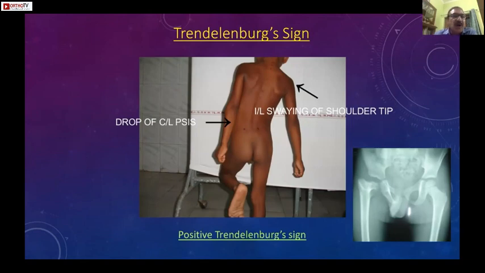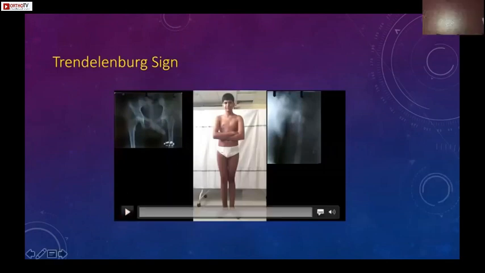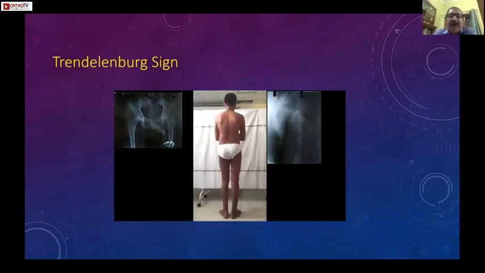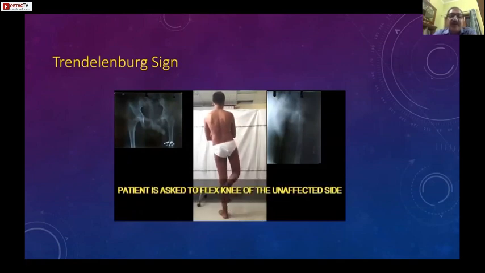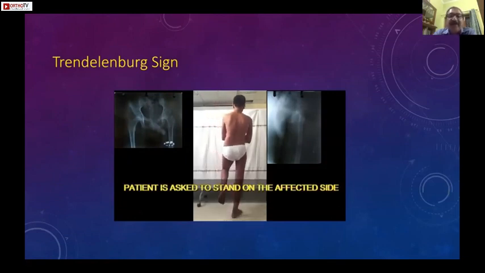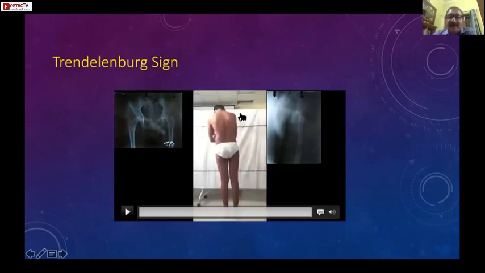The next video shows you how to examine a patient with this test. As I told you already, you must examine the patient from behind. Ask the patient to show his back towards you. Ask him to first stand on the sound limb. This is a normal situation. His left lower limb is normal; that is why the right gluteal fold is going up. Now, once he stands on the right side, the left gluteal fold goes down. The left superior iliac spine tends to go down and the patient lurches on the right side. This is a classical Trendelenburg sign.